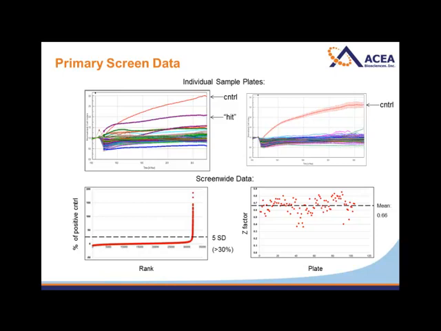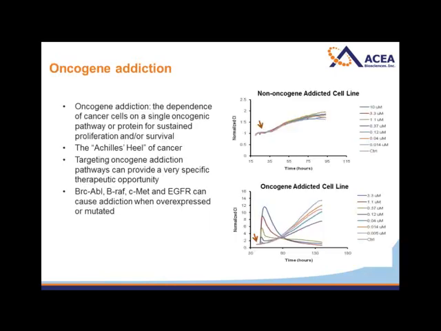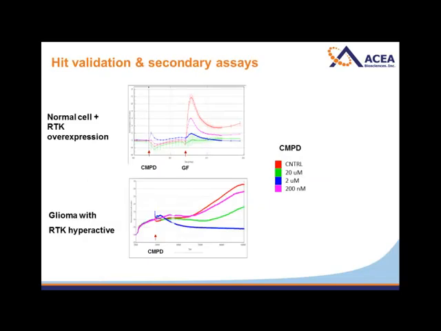All right, so what we do is we take those hits, and we again run them through the oncogene addiction, but now we can start to panel them against different cell lines, cells that either have the growth factor receptor overactive, or ones where we stimulate it by adding the growth factor. That's how we do the validation and secondary assays, again using this impedance or label-free technology to really drive the program.